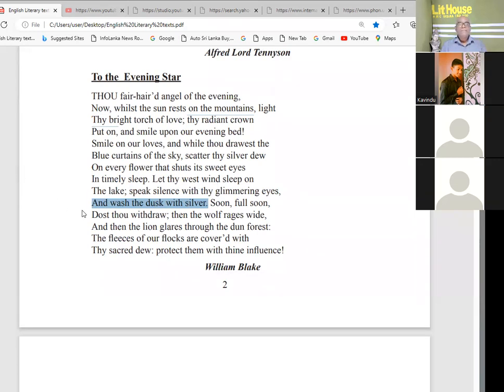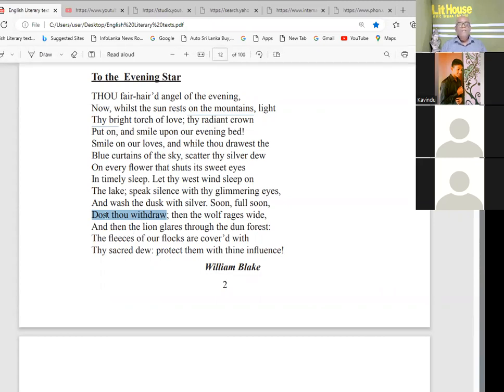Soon, full soon, quickly, dost thou withdraw. Don't worry about this dost, right? Thou withdraw. You withdraw. Withdraw means disappear. Now, in Old English they use this particle, dost, without using the S sound. We say go, goes, but they said thou go, without saying goes. Thou come, without saying comes. Thou withdraw, without saying withdraws. That is a grammar point.